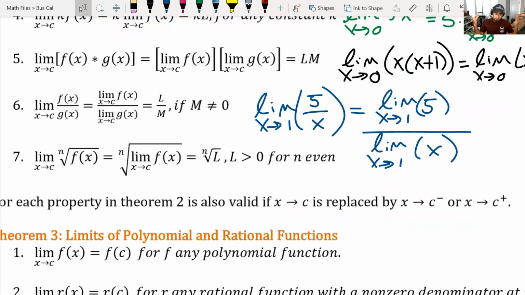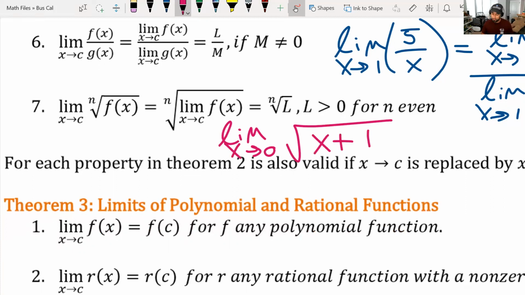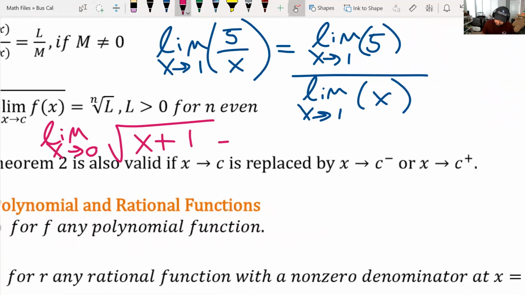Very last one. The limit as x approaches c of the nth root of some function. All this says is take the limit and apply it to the inside of the radical, the inside of the root, and simplify. So for number 7, let's say I had the limit as x approached 0 of the square root of x plus 1. All this property says is take that limit and put it inside the radical. Which means I get the square root of the limit.